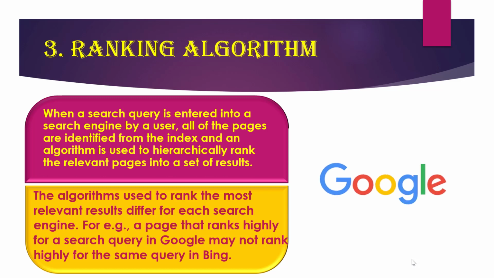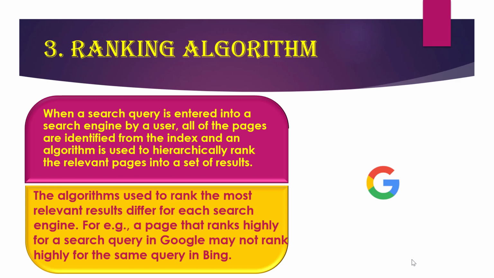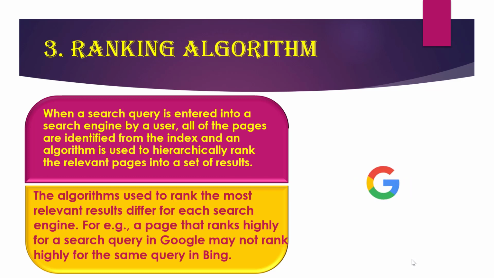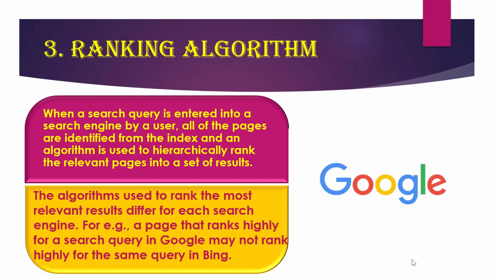Let's see an example. Suppose you type India in the Google search bar and press enter. All the pages having India in their content are identified from the index, and the ranking algorithm ranks the pages, and based upon that rank you see the websites in that particular order. So why do some particular websites come in the top 5 results and some come after 4 to 5 to 10 pages of the results? This is done by the ranking algorithm.